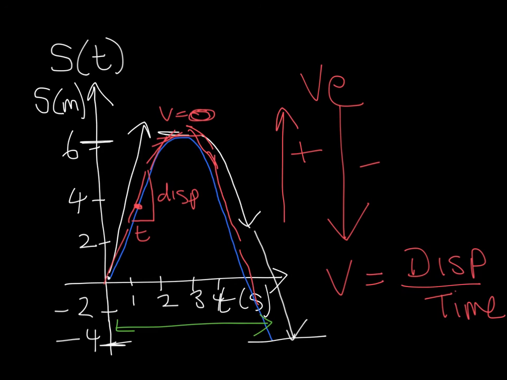So in summary, the displacement time graph shows us the motion, shows us the displacement as a function of time, and the gradient of this chart shows us the velocity.